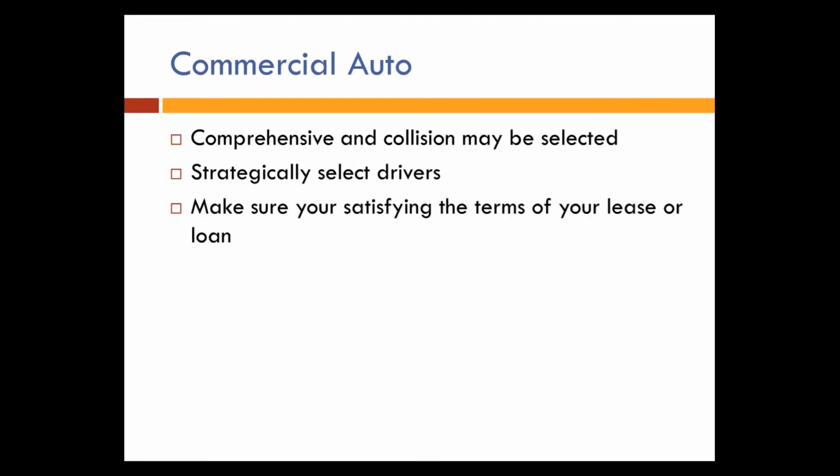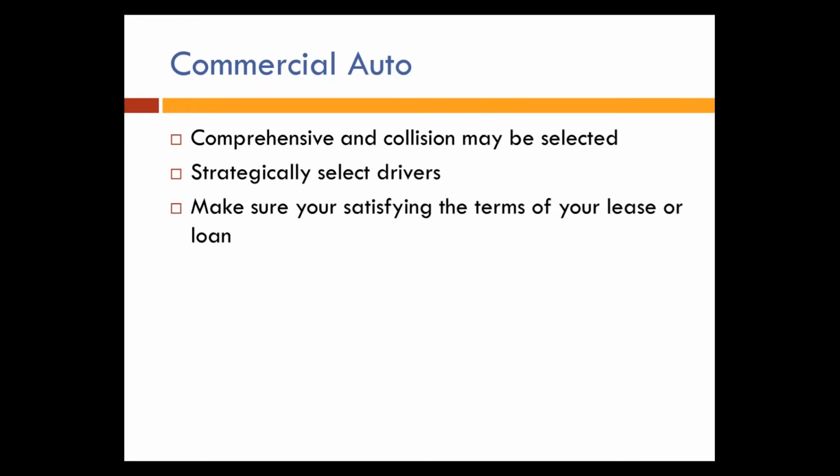This is an area where comprehensive and collision may be selected if it's available. It depends on the type of vehicle. Some vehicles, this is not going to be available for, I believe, dump trucks. I don't believe they allow for physical damage coverage. So if something happened to the vehicle, it gets scuffed up, or you get some ugliness, the insurance company's not going to pay for it.